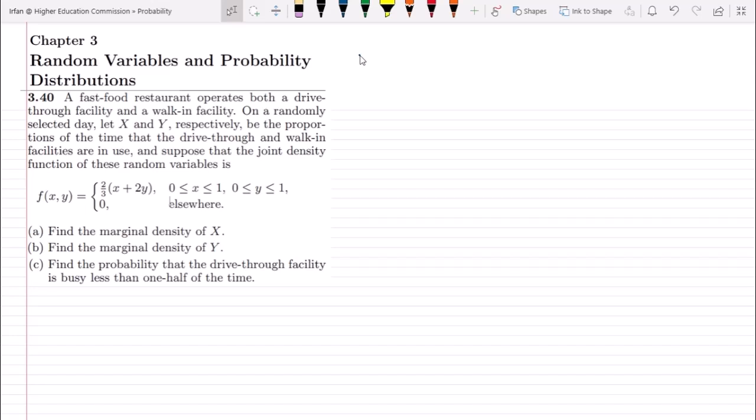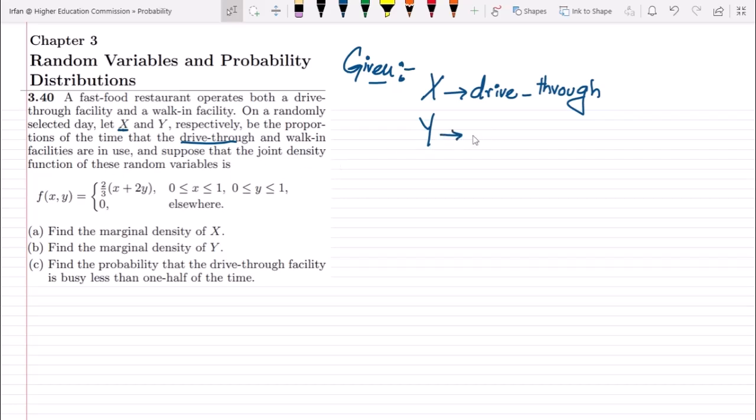Okay, so here in the given data, let me first write the variables which represent the certain quantity. We can see that X is representing the drive-through facility, and capital Y is the walk-in facility. Okay, so now after denoting them with certain variables, let me see what is next.